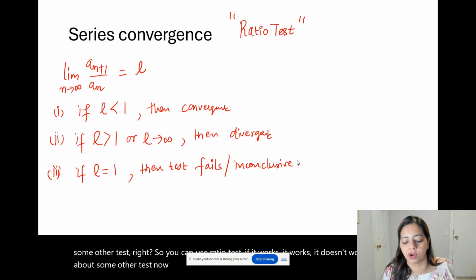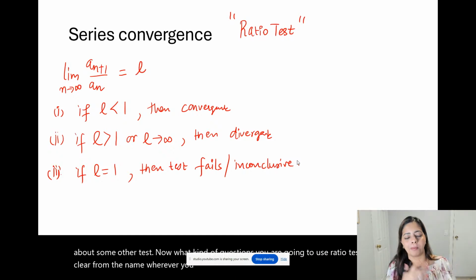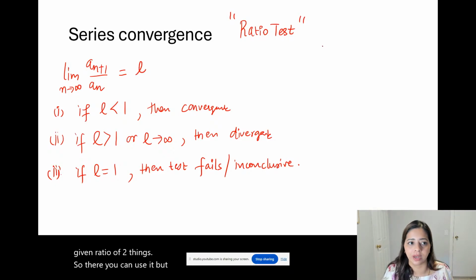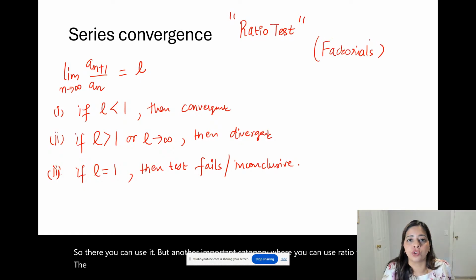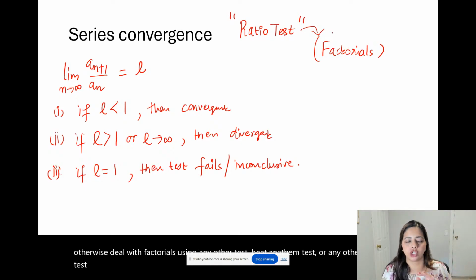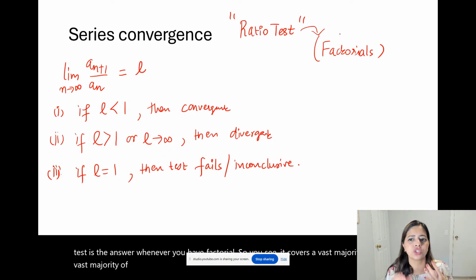Now, what kind of questions are you going to use ratio test on? So it's clear from the name. Whenever you see a fractional form of expression, where you are given a ratio of two things, there you can use it. But another important category where you can use ratio test is the general term containing factorials. It's the biggest hint because it's very difficult to otherwise deal with factorials using any other test, be it nth term test or any other. But ratio test is the answer whenever you have factorials. So you see it covers a vast majority of a_n, a vast majority of series. The moment you see factorials as a function, use ratio test.